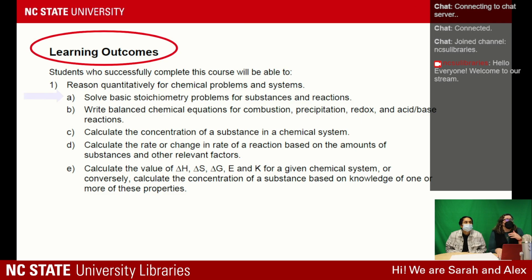So here we've got reasoning quantitatively for chemical problems and systems. That's a lot of big fancy words. So what does that mean? That could mean solving basic stoichiometry problems for different substances or reactions, writing out balanced chemical equations, with 4 different types of equations here. What are those? You may not know right at the very beginning of the semester, and that's okay.